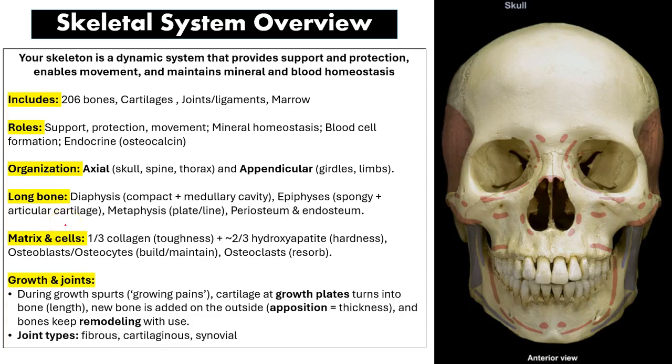Now, your skeleton is very amazing. It's super dynamic. It can give us so many different functions, but also one thing that it has the ability to do is repair and remodel itself, okay, through all those different cells that it's forming. Those osteoblasts, our osteocytes, and our osteoclasts are going to help with maintenance and repair and remodeling of the bone itself. Okay, now the bone or the skeletal system, it includes 206 bones, okay?